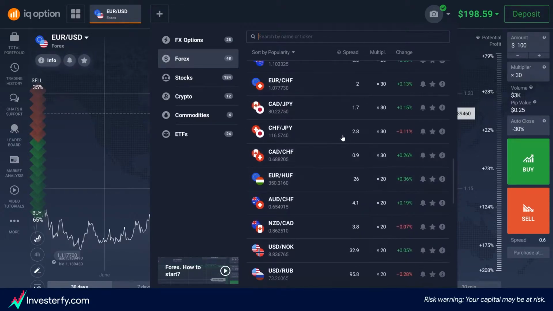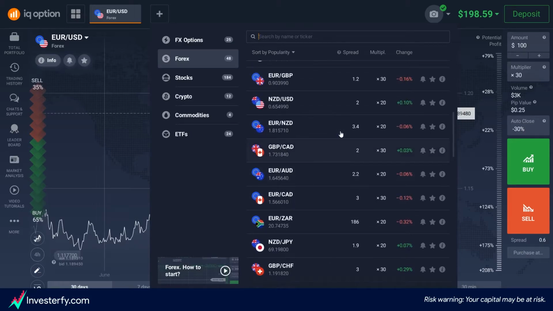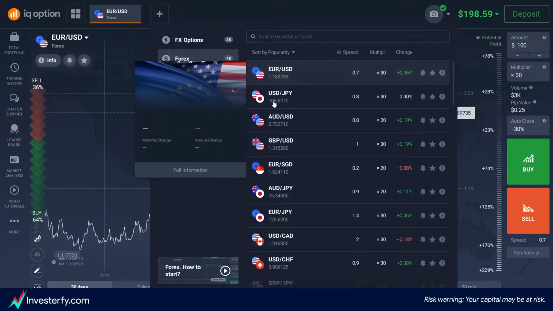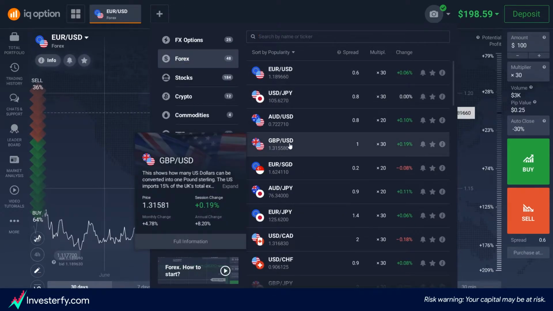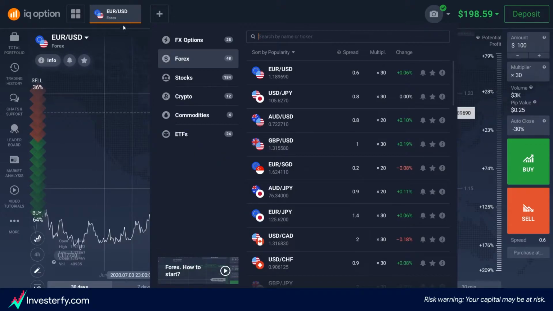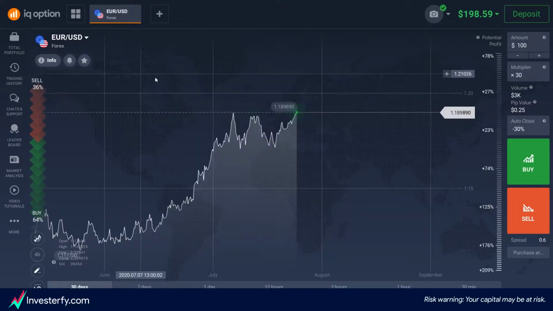But as you can see, there are quite a few to choose from here, including the most popular euro versus dollar, dollar versus yen and pound versus US dollar. So the first thing we're going to look at is how to read currency pairs. Right here I have euro versus USD open, and as you can see it is currently trading at 1.1898. You should read these currency pairs like this: euro to USD. So if you exchange 1 euro to USD, how many USD will you get?